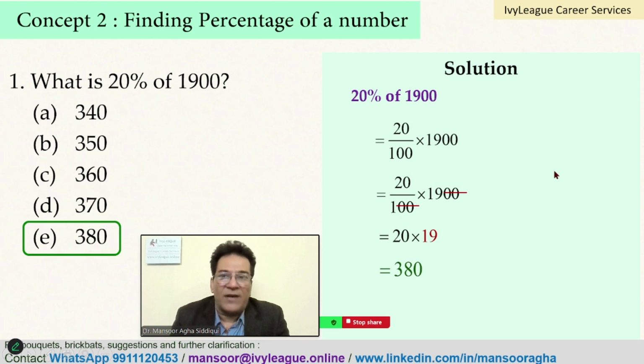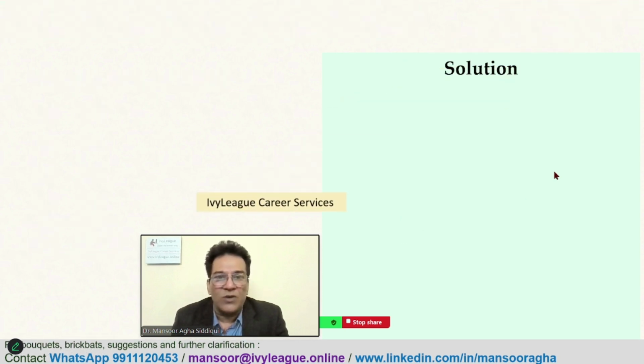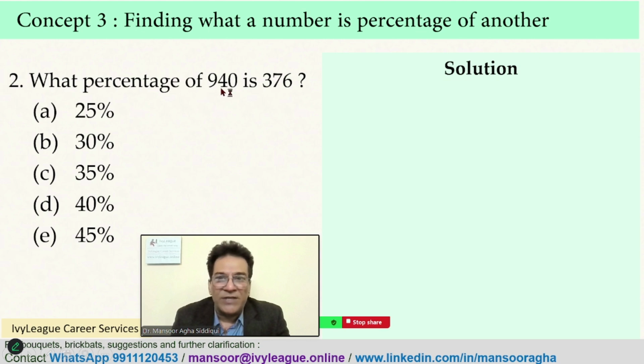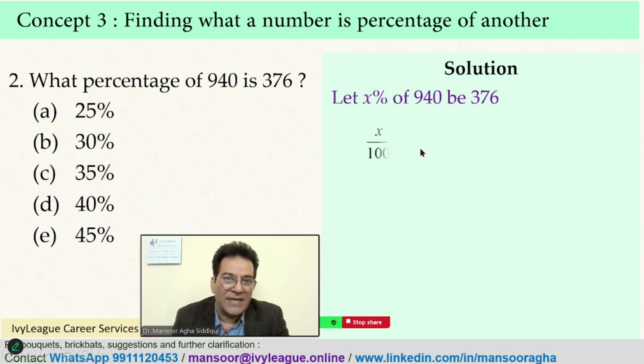Things get slightly more difficult when the question goes in for asking you something like, what percentage of 940 is 376? So 376 is a certain percentage of 940. That certain percentage, we'll assume it as x when we solve it. So let x percent of 940 be equal to 376. So I replace this of by a multiplication sign and I will end up making this equation. x upon 100 of 940 is equal to 376. This is what the question is saying. This x has to be found out.